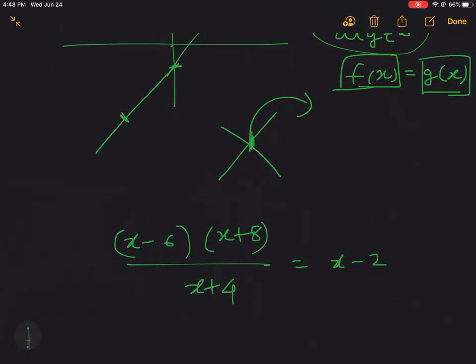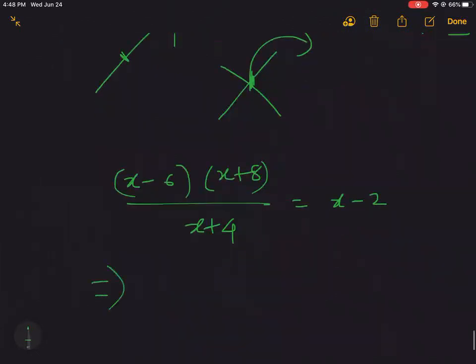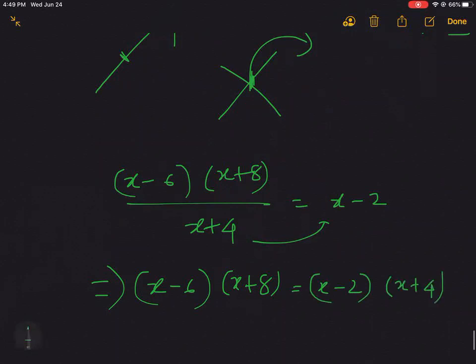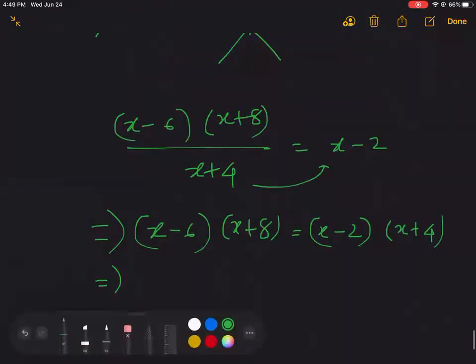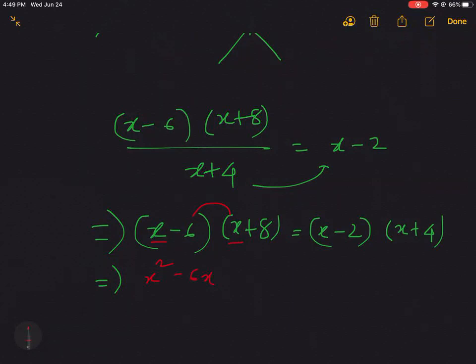Now, the question is, is it possible to find a value from this? Can we solve it? Let's give it a try. x minus 6, x plus 8 equals, I'll just cross multiply, x minus 2, x plus 4. So I just expand this: x squared minus 6x plus 8x minus 48.